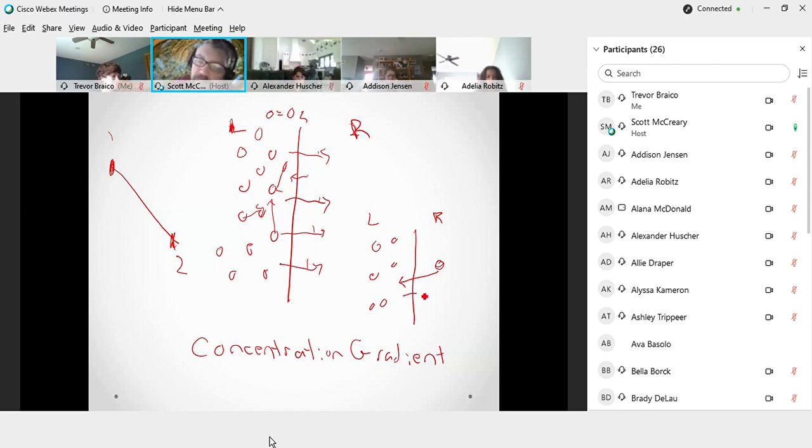What has to happen is you have to get a pump. This pump uses ATP. It uses energy, and it will literally pump that oxygen to that side. So this situation would be against the concentration gradient. That would be active transport.